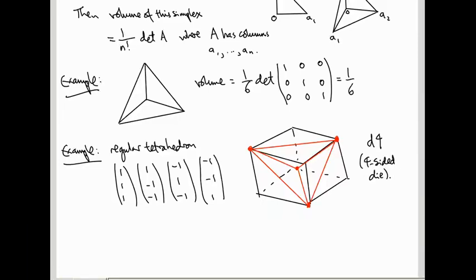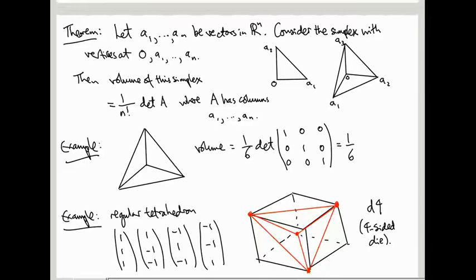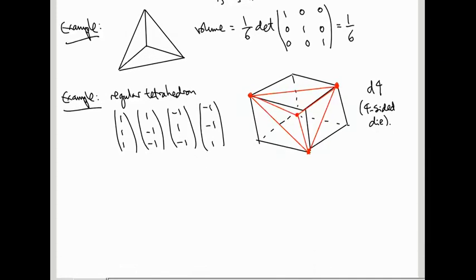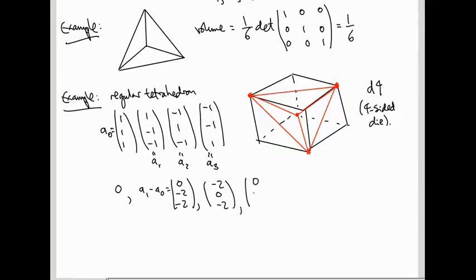Now, currently we can't just apply our theorem because none of the vertices is at the origin. So let's translate the tetrahedron by this vector minus this vector to make a vertex at the origin. So let's call these A0, A1, A2, A3. So if we translate everything by minus A0, this becomes 0, this becomes (1, -1, -1) minus (1, -1, -1)... the next one is (-2, 0, -2), and the third one is (0, -2, -2).